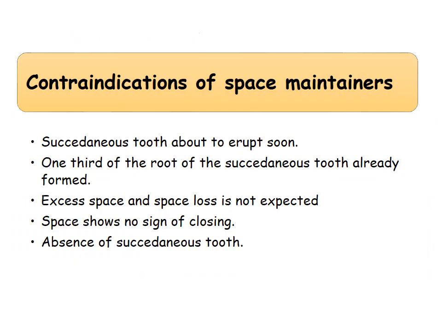The contraindications of space maintainers are when the successional tooth is about to erupt soon, when one third of the root of the successional tooth is already formed, when there is excess space and space loss is not expected, when the space shows no signs of closing, and when there is absence of the successional teeth.